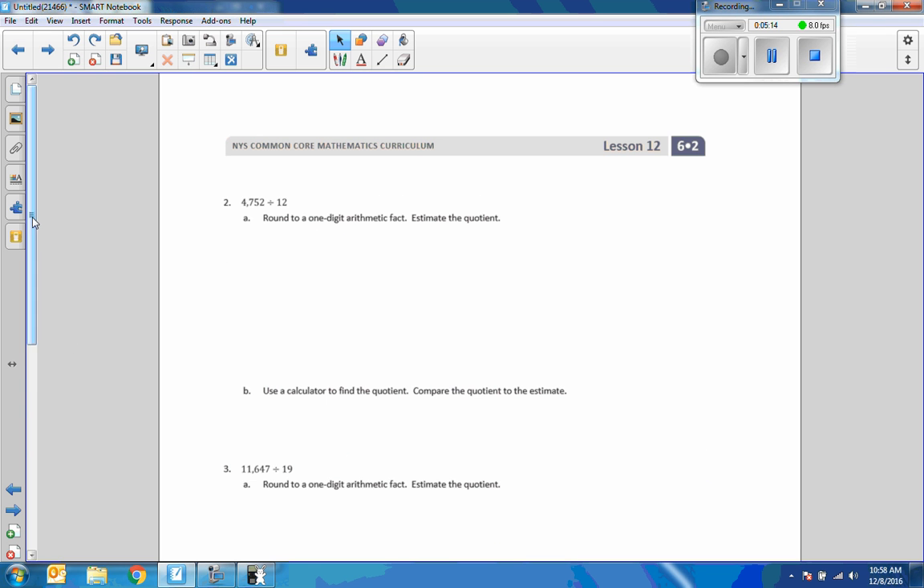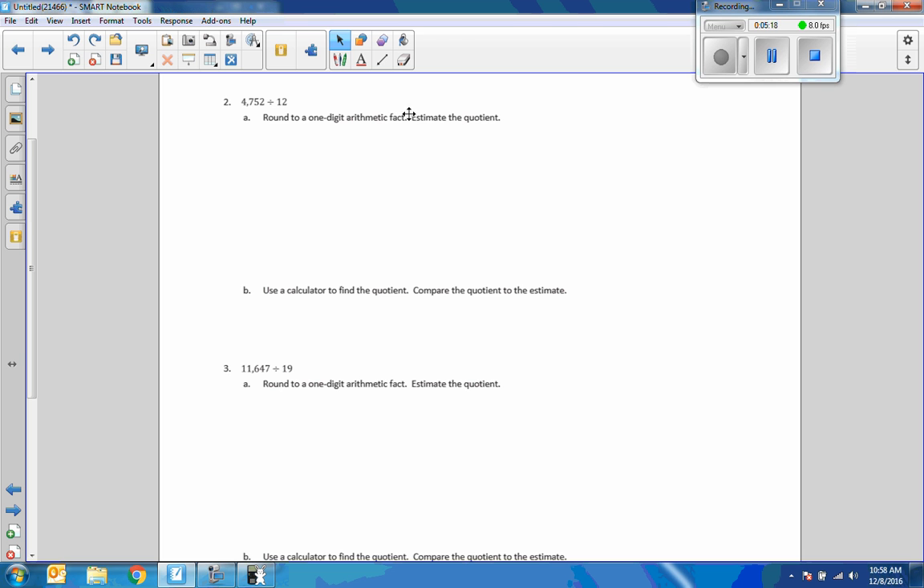Next page. Number two, round to a one-digit arithmetic fact, estimate the quotient, and use the calculator. I'll pause the video, try it, and come back. Now that you've had an opportunity to do this problem, I'm going to round 12 to the nearest 10, and I'm going to round 4,752 to the nearest 1,000. 7 is more than 5, so that's going to become 5,000. If I divide 5,000 by 10, it's just moving the decimal one place, and it's going to be 5. That's my estimate. My estimate's 500.